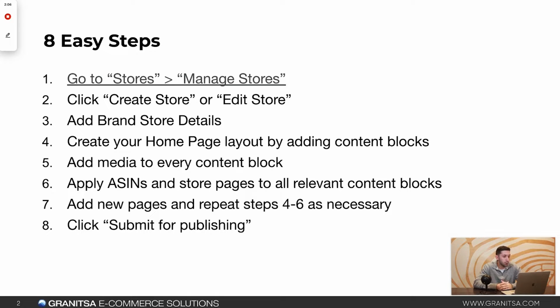Step 4, we're going to create our homepage layout by adding content blocks into sort of a template. Step 5, we're going to add media to every content block we created. Step 6, for each picture or image or video, we're going to apply ASINs or store pages to the relevant content blocks. Step 7, add new pages and repeat steps 4 through 6. So create the layout, upload the content, and add links. Once we have all the pages designed, step 8, submit for publishing. So let's hop into Amazon and show you what we're talking about here.